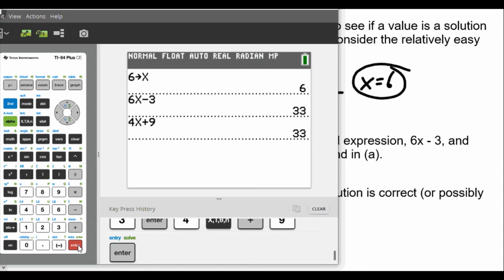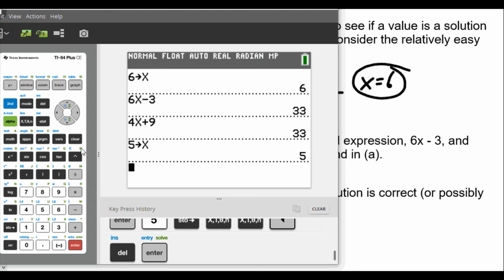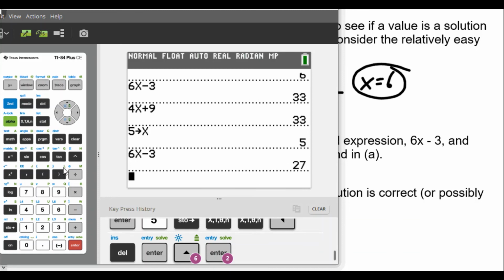How do we know? Well, the calculator is evaluating both the sides with the answer we found. Let's say, for example, we found the wrong answer. Let's say, for example, we had typed in 5 and store x. Oops, not x, just x. Delete that. Okay, enter. Now I want to plug in 6x minus 3. So instead of me typing it again, I'm going to go upwards and just highlight and enter. Enter again, 27. Now let's try the other one, 4x plus 9. Hit enter again. Okay, 29.